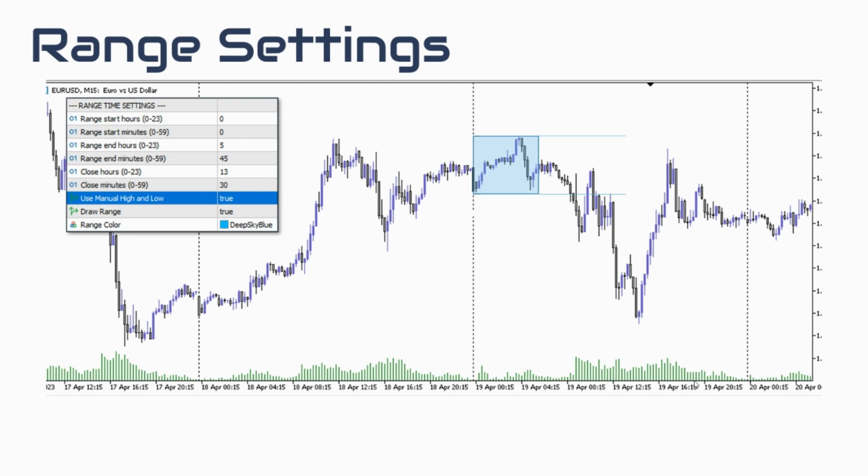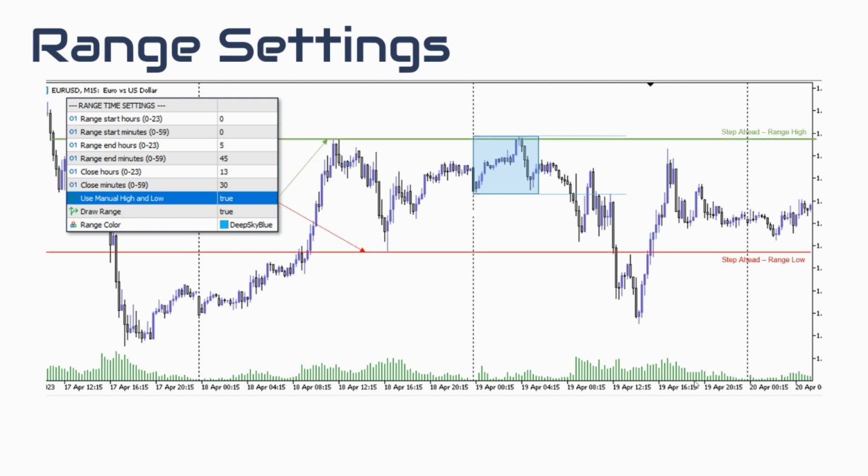Step Ahead allows you to use manual high and low. This will help you adjust the current range. Once activated, two lines appear on the graph that represent the high and low. In this case, the high and low of the range are ignored, and the manual levels are considered. The trade will occur only when breaking the manual high or low.